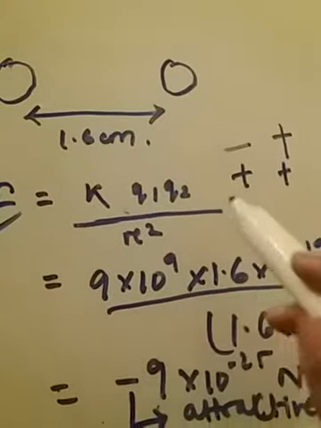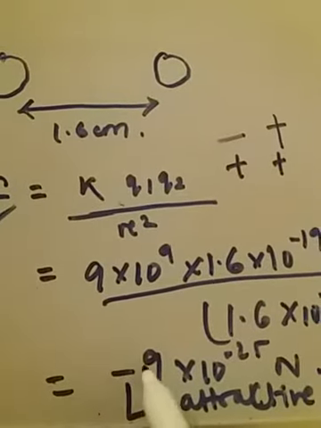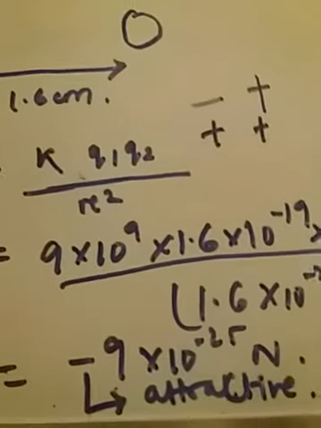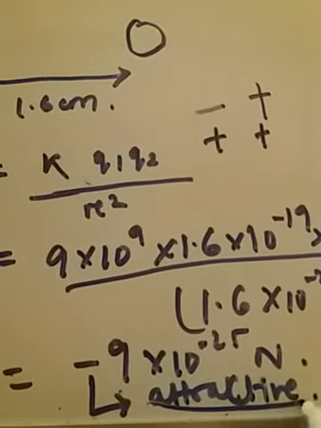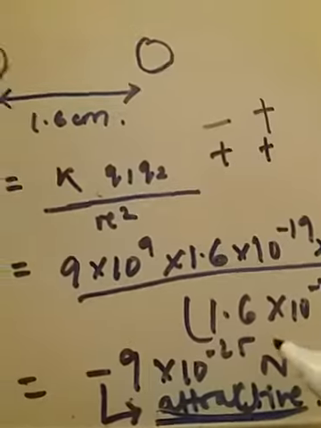If we don't take the mod, then we'll get the original one. Here it's coming minus 9 into 10 to the power minus 25 Newton. And this minus sign indicates the force is attractive in nature.